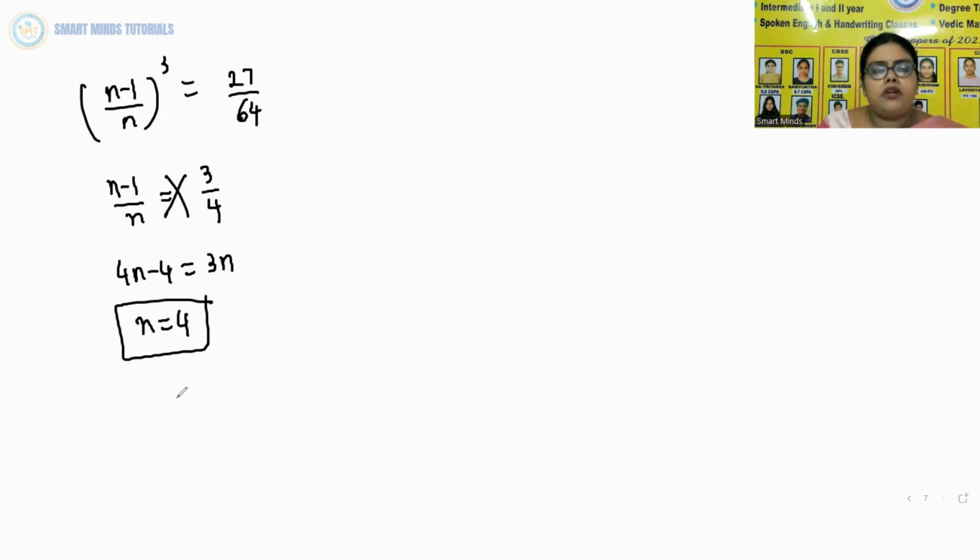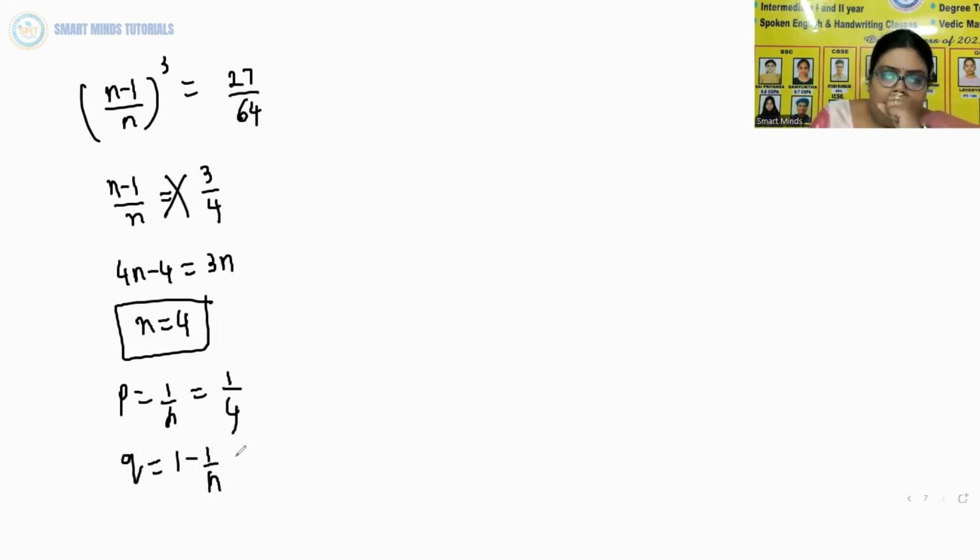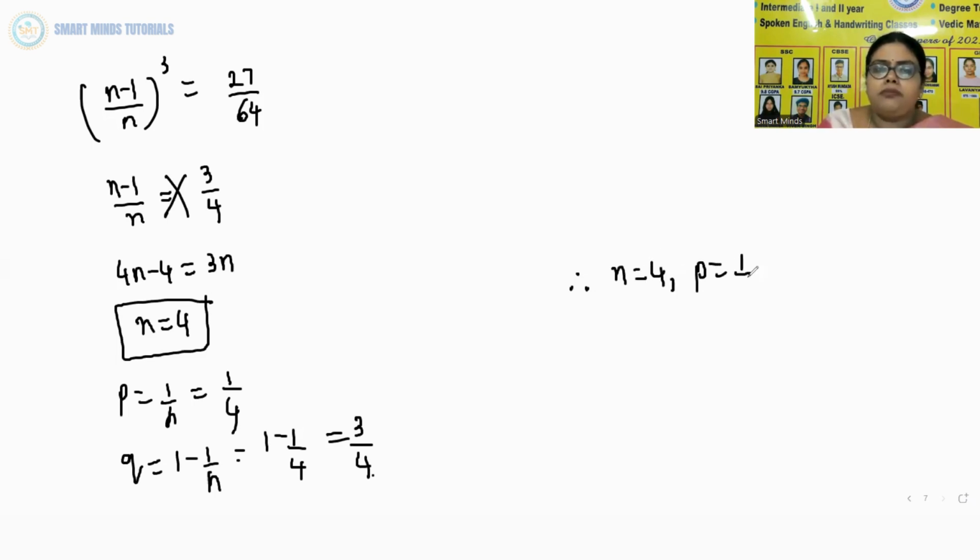Once you get N is equal to 4, P is 1 by N. So that is 1 by 4. Q is 1 minus 1 by N. That is 1 minus 1 by 4, which is equal to 3 by 4. So you got N value as 4, P value as 1 by 4 and Q value as 3 by 4.